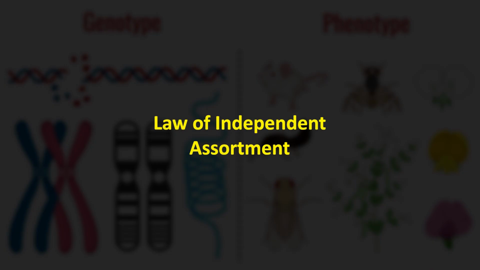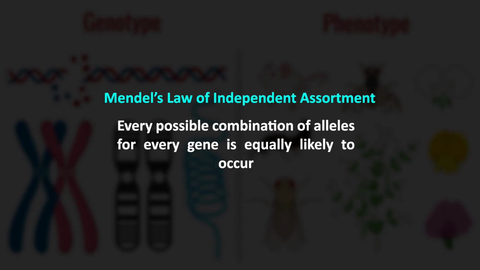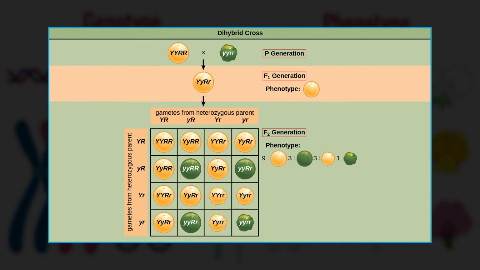Dear students, let's now discuss Mendel's law of independent assortment. This law states that every possible combination of alleles for every gene is equally likely to occur. Independent assortment of genes can be illustrated by the dihybrid cross, a cross between 2 true breeding parents that express different traits for 2 characteristics.